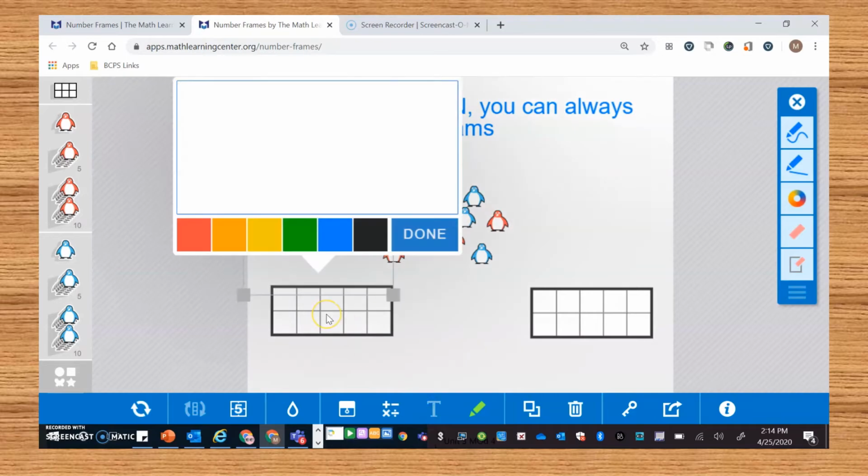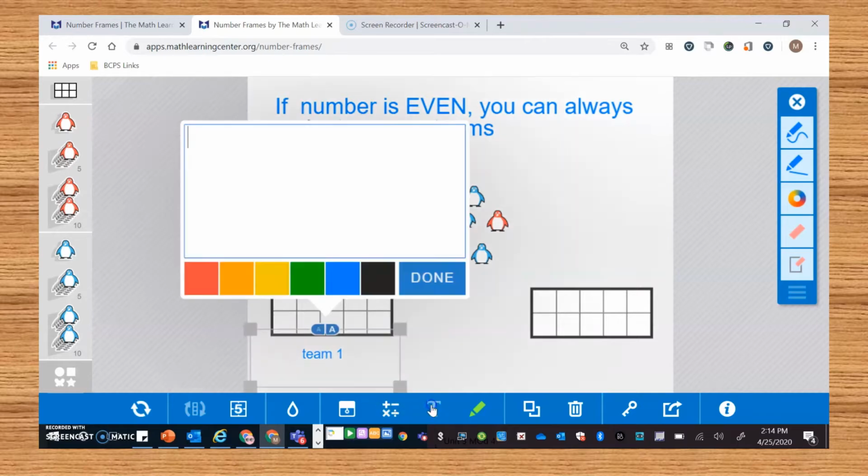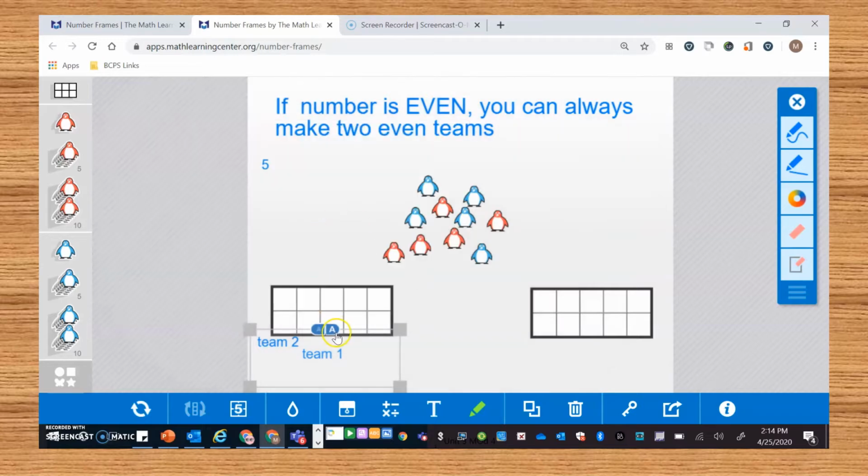So here would be team 1 on this side, and here would be team 2 on the other side. Okay? So let's take a look and see how we can make this into even teams. Okay? So I'm going to take one of my penguins and I'm going to put them on team 1. So there's 1. Now right now this is odd because I have 1 here and I have none here. So this would not make sense. It wouldn't make it even.